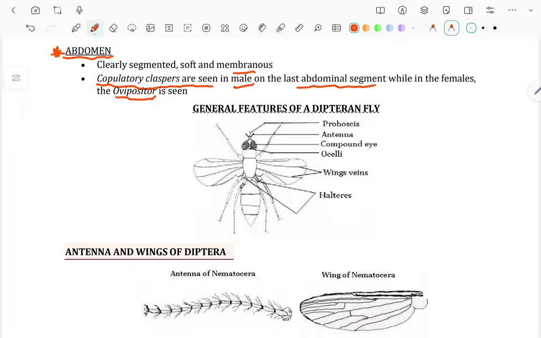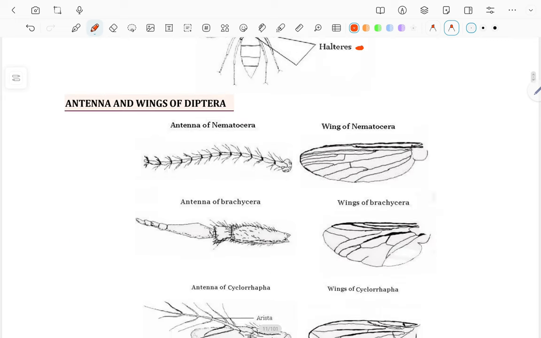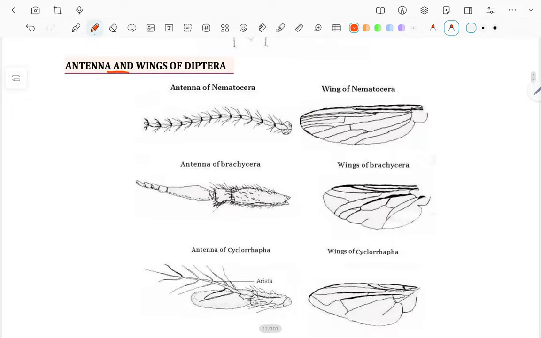General features of a dipteran fly: proboscis, antennae, compound eye, ocelli, wing vein, halteres. Antenna and wing of Diptera: antenna of Nematocera, wing of Nematocera, antenna of Brachycera, wing of Brachycera, antenna of Cyclorrhapha, wing of Cyclorrhapha.